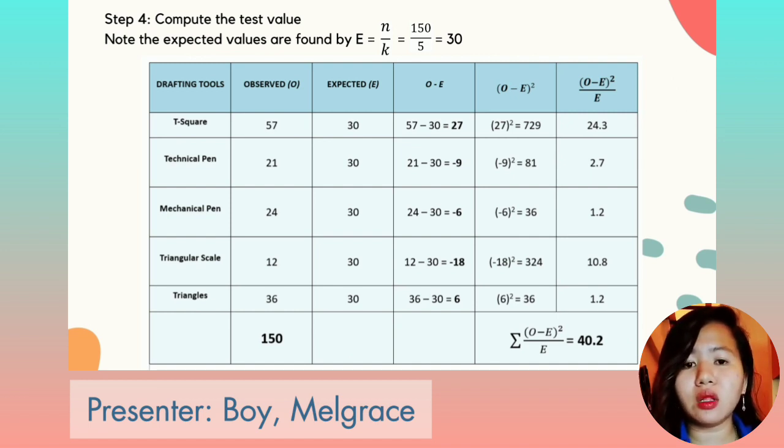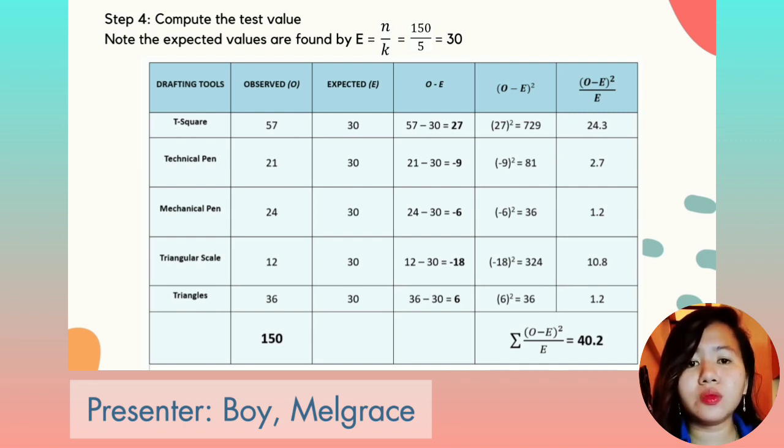In the table, the observed column is the frequency of drafting students among 5 drafting tools, and the total number of selected drafting students is 150. In the third column, the expected values are all 30. In the fourth column, subtract the expected from the observed. For the T-square, 57 minus 30 equals 27. Technical pen, 21 minus 30 equals negative 9. Mechanical pen, 24 minus 30 equals negative 6. Triangular scale, 12 minus 30 equals negative 18. Triangles, 36 minus 30 equals 6.